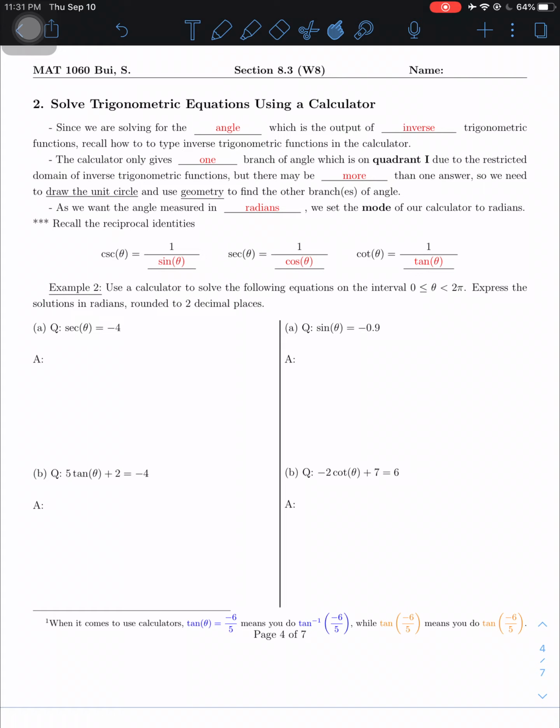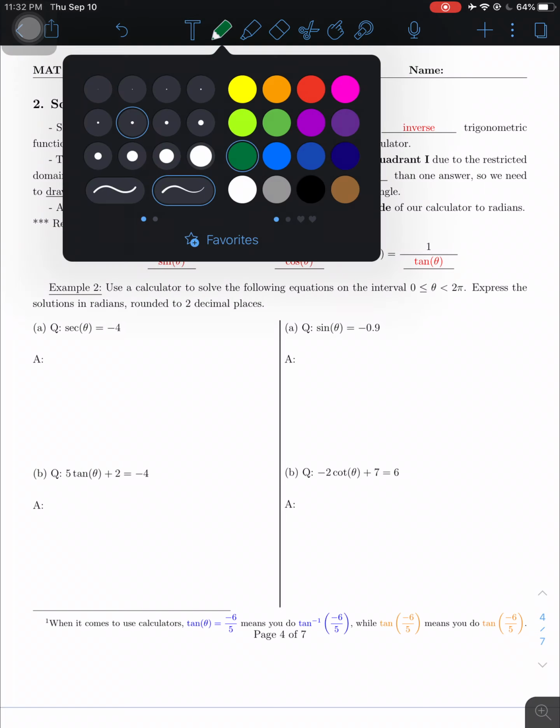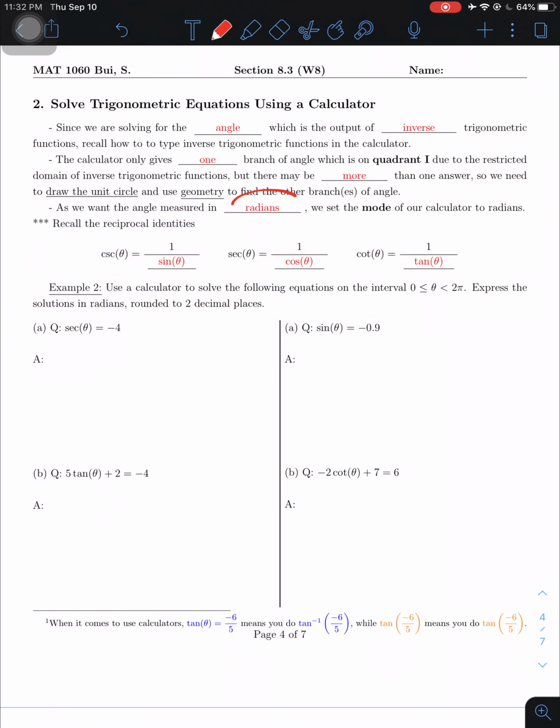So let me go over some concepts first. Since we're solving for the angle, which is the output of the inverse trig functions, recall how to type the inverse function into the calculator, okay? And make sure your calculator is in radian mode. If you don't have it in radian mode, make sure you know how to put it in radian mode, okay? And then recall the 3 reciprocal identities in here. They're really useful.